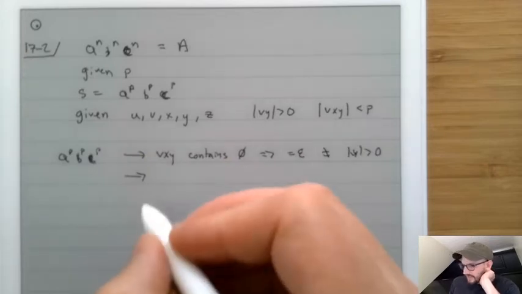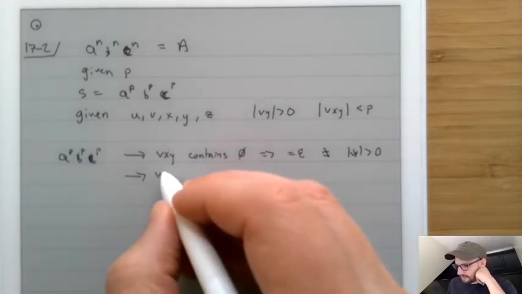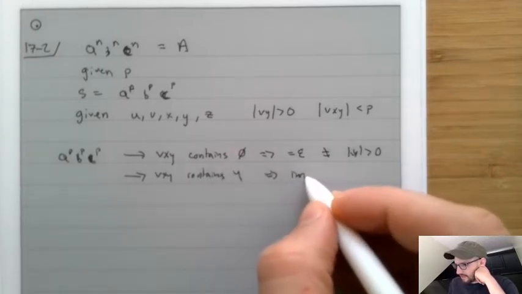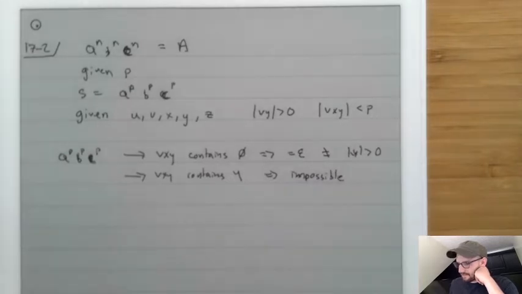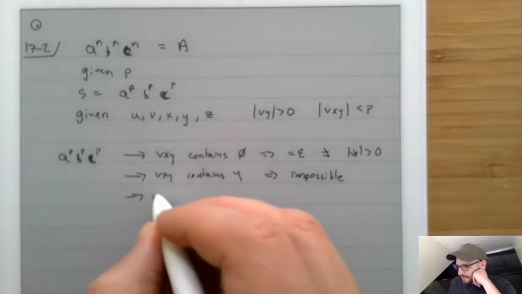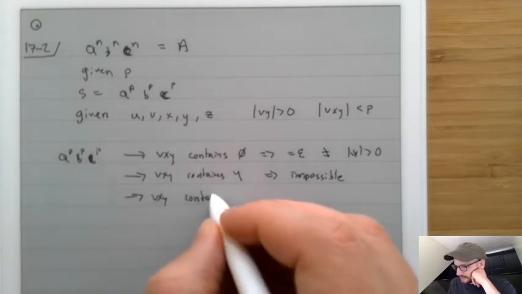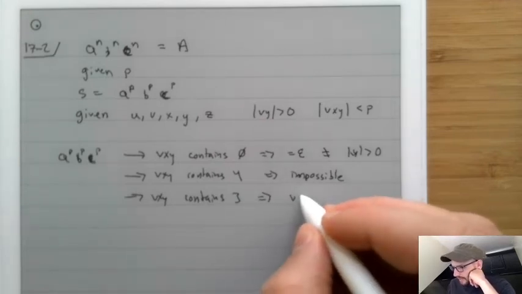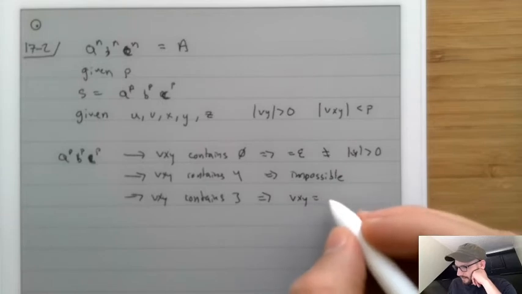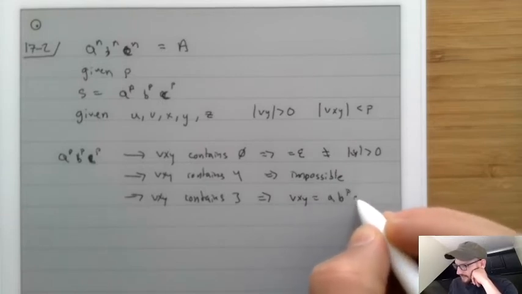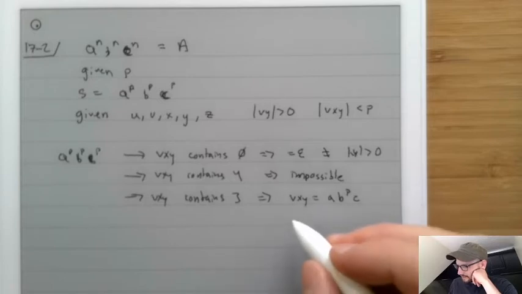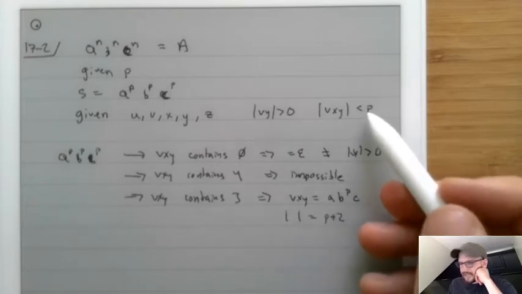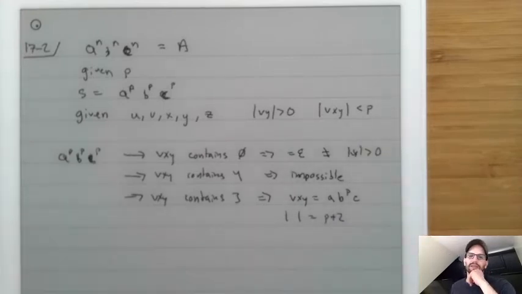So what if it contains 4 things? That's impossible because there are only 3. All right, what if vxy contains 3 things? Well, then vxy has to be at a minimum a, b to the p, c. But the length of that is equal to p plus 2. But the length has to be less than p, so that's impossible. So it can't contain 3 things.